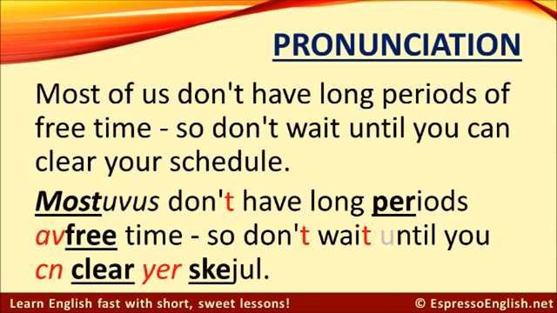When speaking fast, the first syllable of until is barely pronounced. Listen to it again. Don't wait until. Don't wait until. We almost continue the word wait right into the N sound. Don't wait until. You can clear your schedule. The word can sounds like kn. You can clear. And again, the word your becomes your. You can clear your schedule.